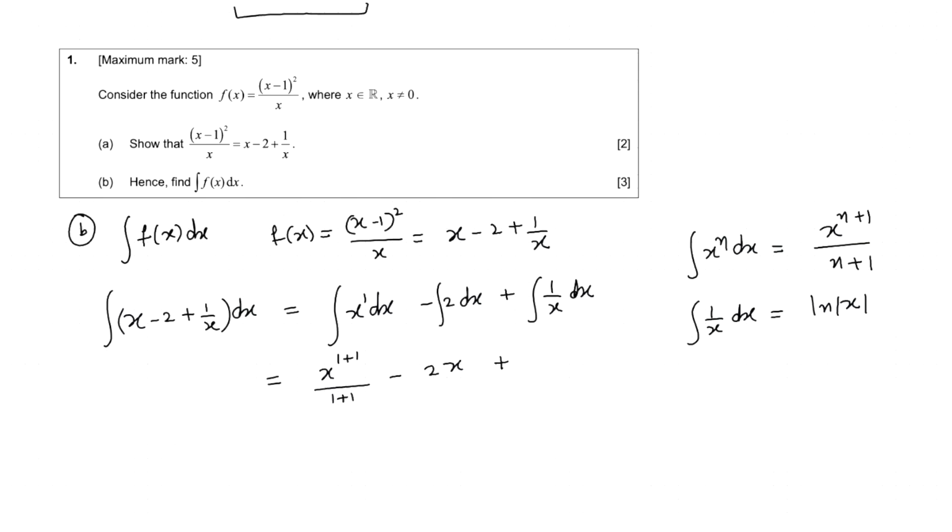So this is ln x. There will be an integration constant c. So the final answer is x²/2 - 2x + ln x + c. This is the final answer.